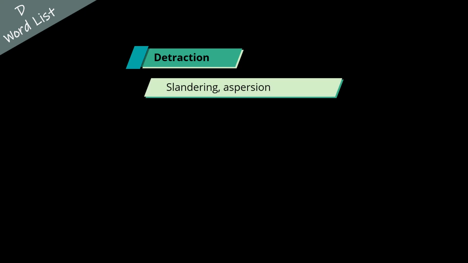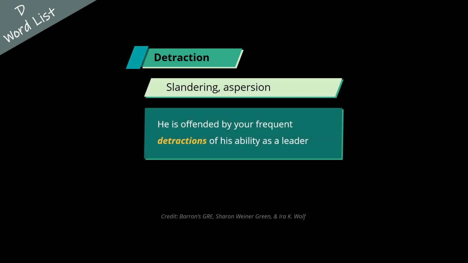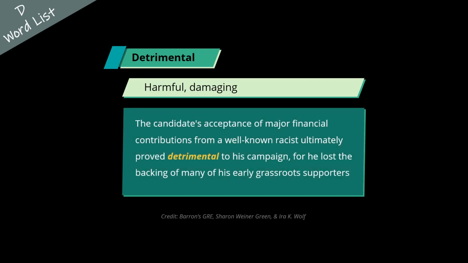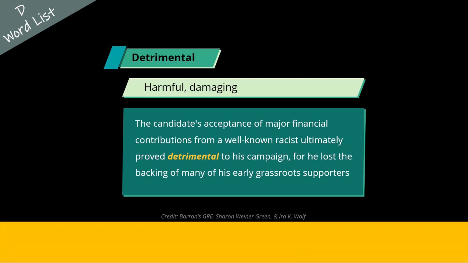Detraction means slandering, aspersion. For example, he is offended by your frequent detractions of his ability as a leader. Detrimental means harmful, damaging. For example, the candidate's acceptance of major financial contributions from a well-known racist ultimately proved detrimental to his campaign, for he lost the backing of many of his early grassroots supporters.